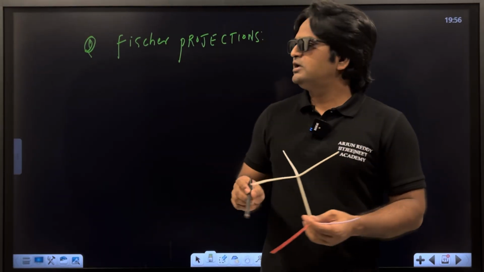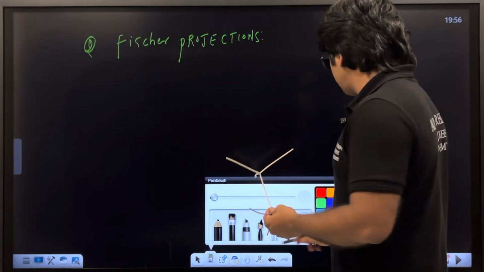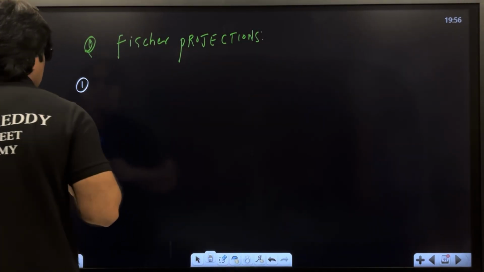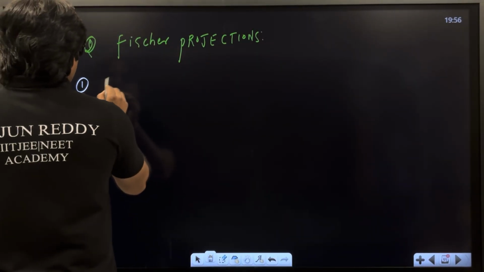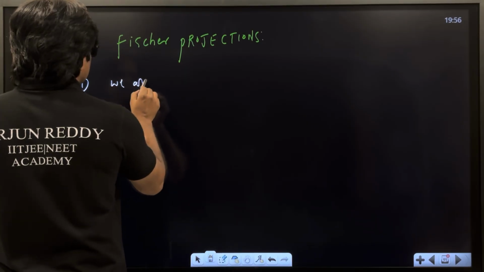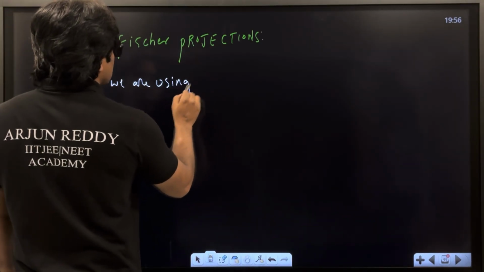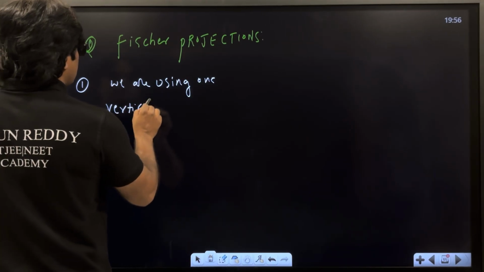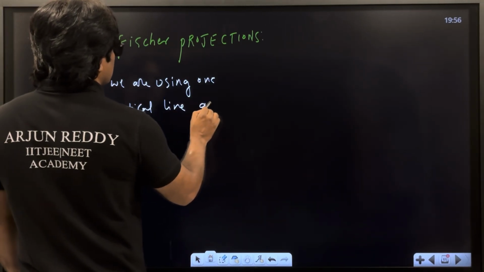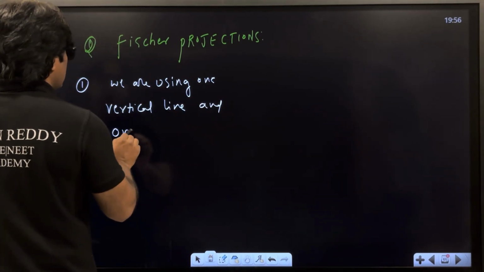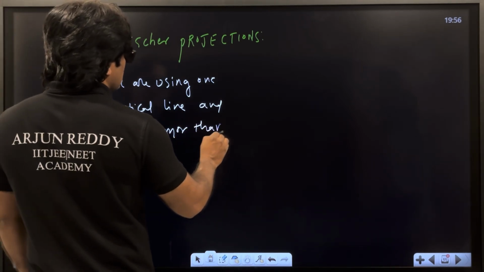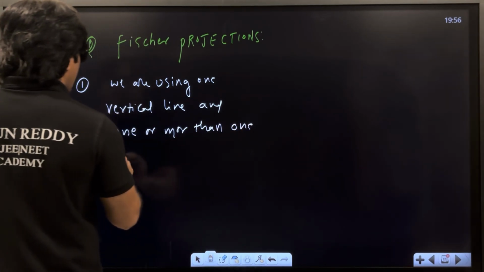So what are the theoretical rules given by Fischer projection? First point I am writing like this. Point number 1, we are using one vertical line and one or more than one horizontal lines.